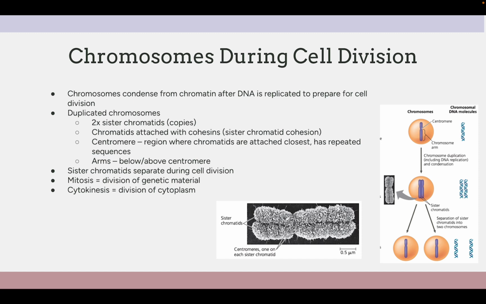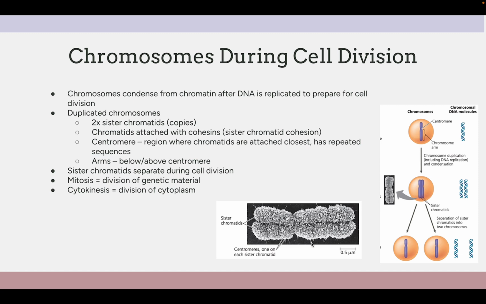So when we have our duplicated chromosomes, here is what they look like. So there are two sister chromatids. Each one of these is a sister chromatid. So you've got two of them, and then they are attached with these proteins called cohesins. And we call this sister chromatid cohesion. And then this area right here where it's kind of cinched in, it's like a little waist.